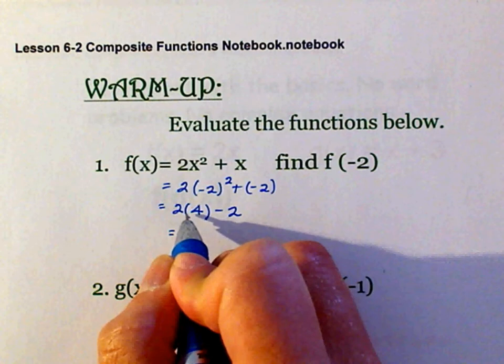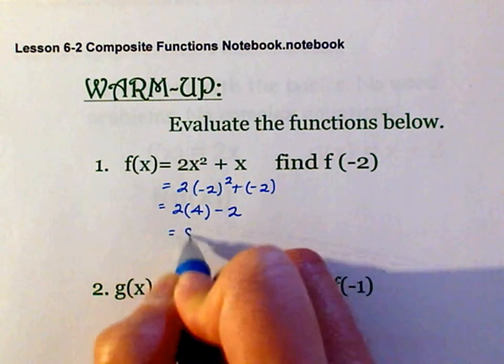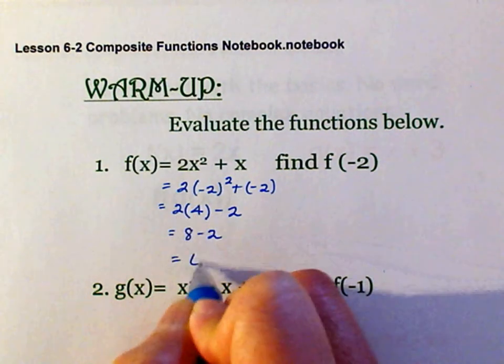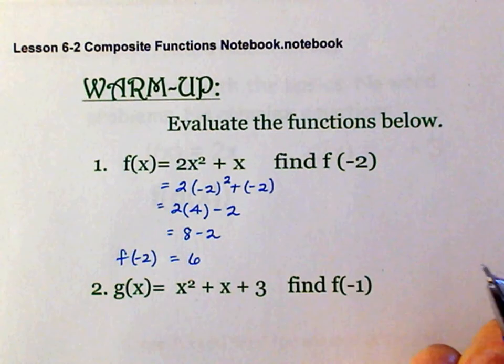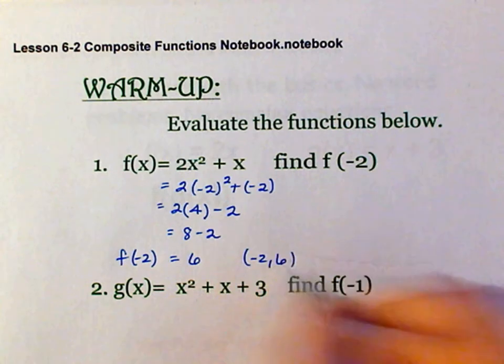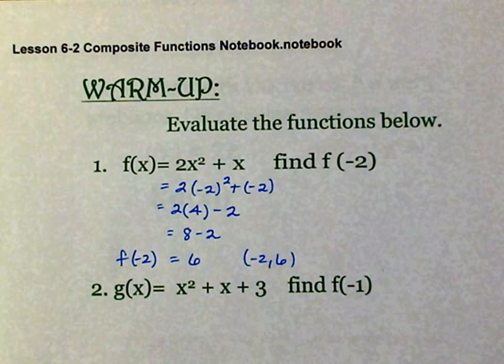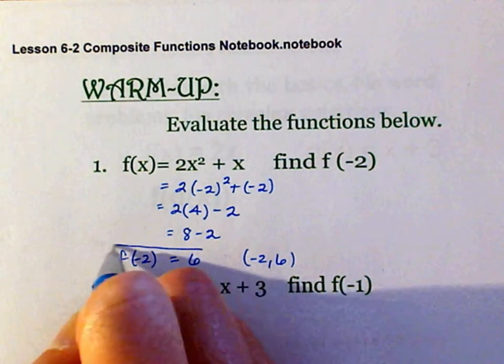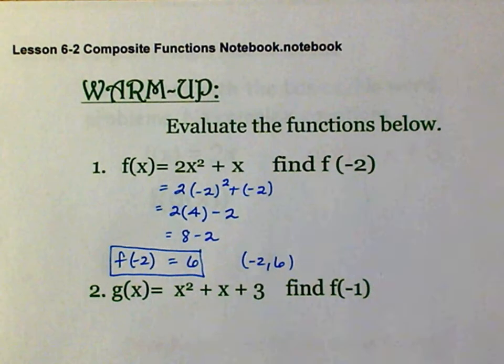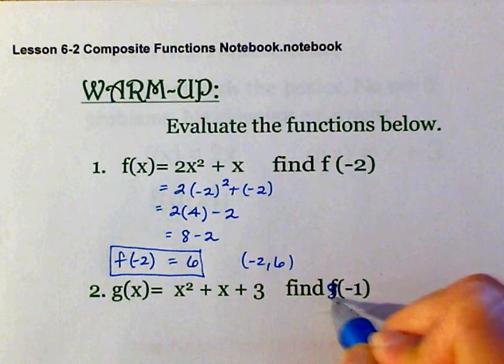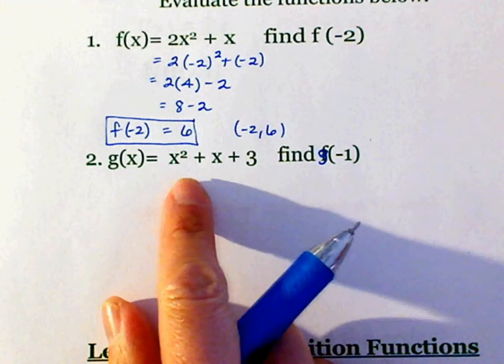So I'm going to bring down my 2. Exponent comes first. Negative 2 squared, that means negative 2 times negative 2 is 4. When you have a plus and a minus, plus negative 2 comes out to be negative 2. Multiplication comes before subtraction, so 2 times 4 is 8 minus 2, and 8 minus 2 is 6. So when x is at negative 2, y is 6.